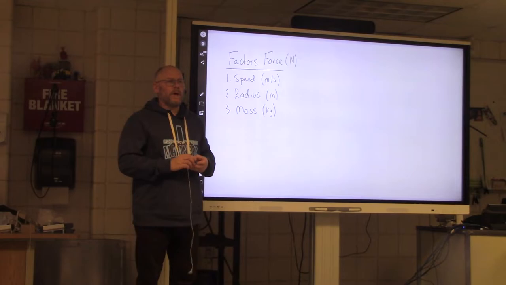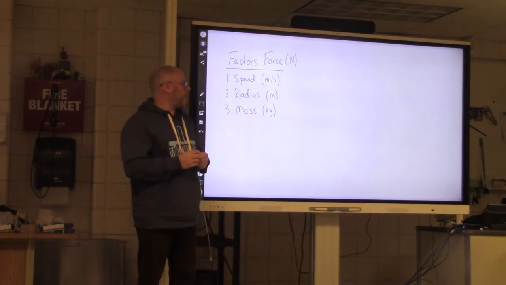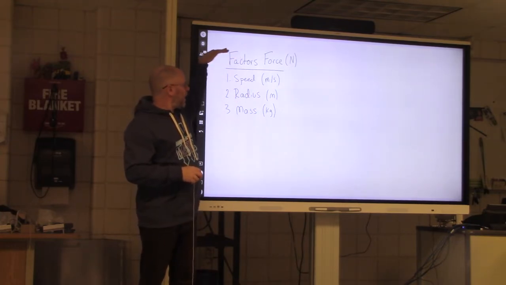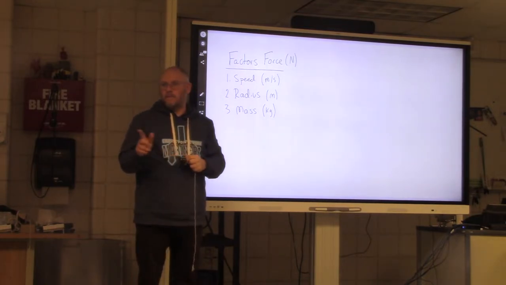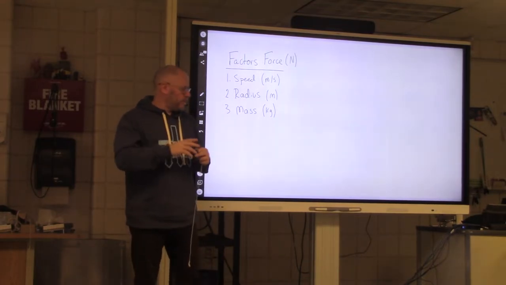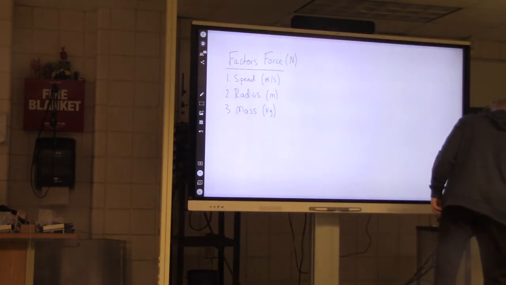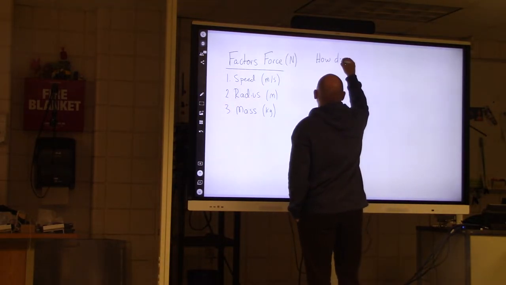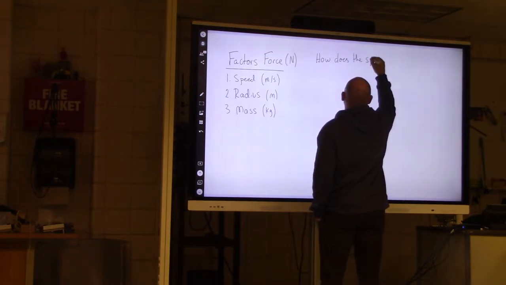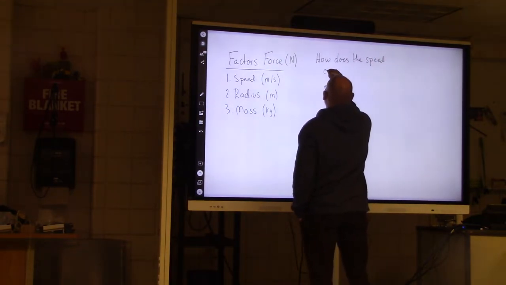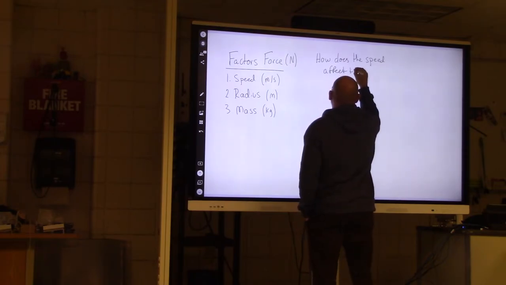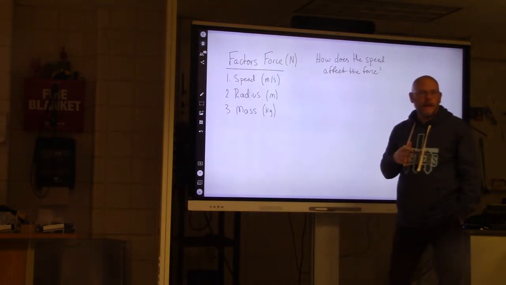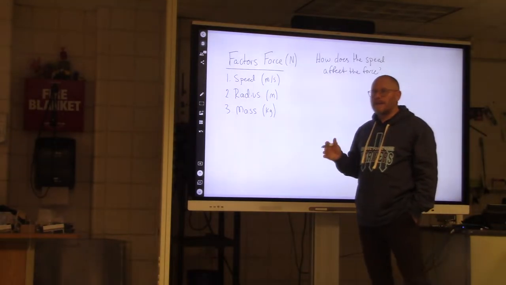Okay? So what we're going to do is each lab group is going to come up. We're going to set a radius. We're going to set a mass. We're going to spin it, and we're going to take speed and force data. Is that cool? So today's lab is going to be a measurement of, so what is the relationship between the speed and the force? Okay, and this is the force necessary to keep it moving in a circle.